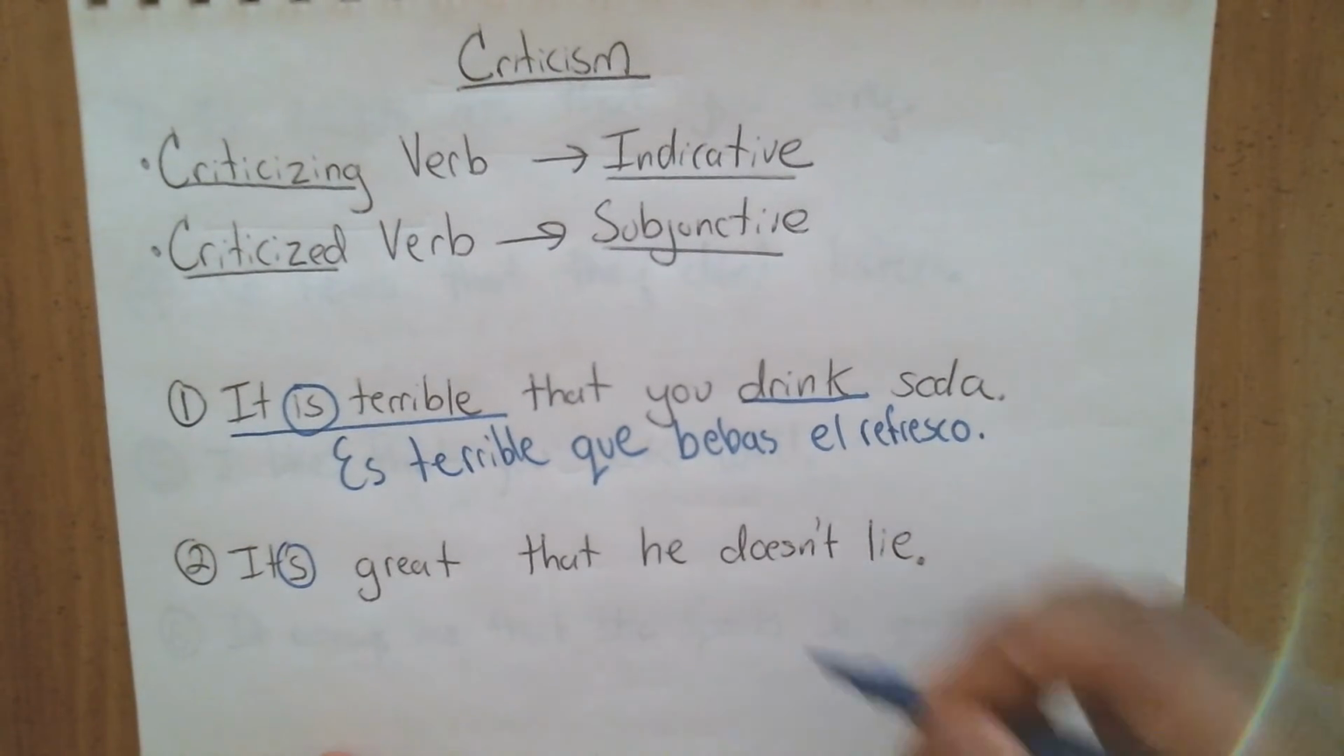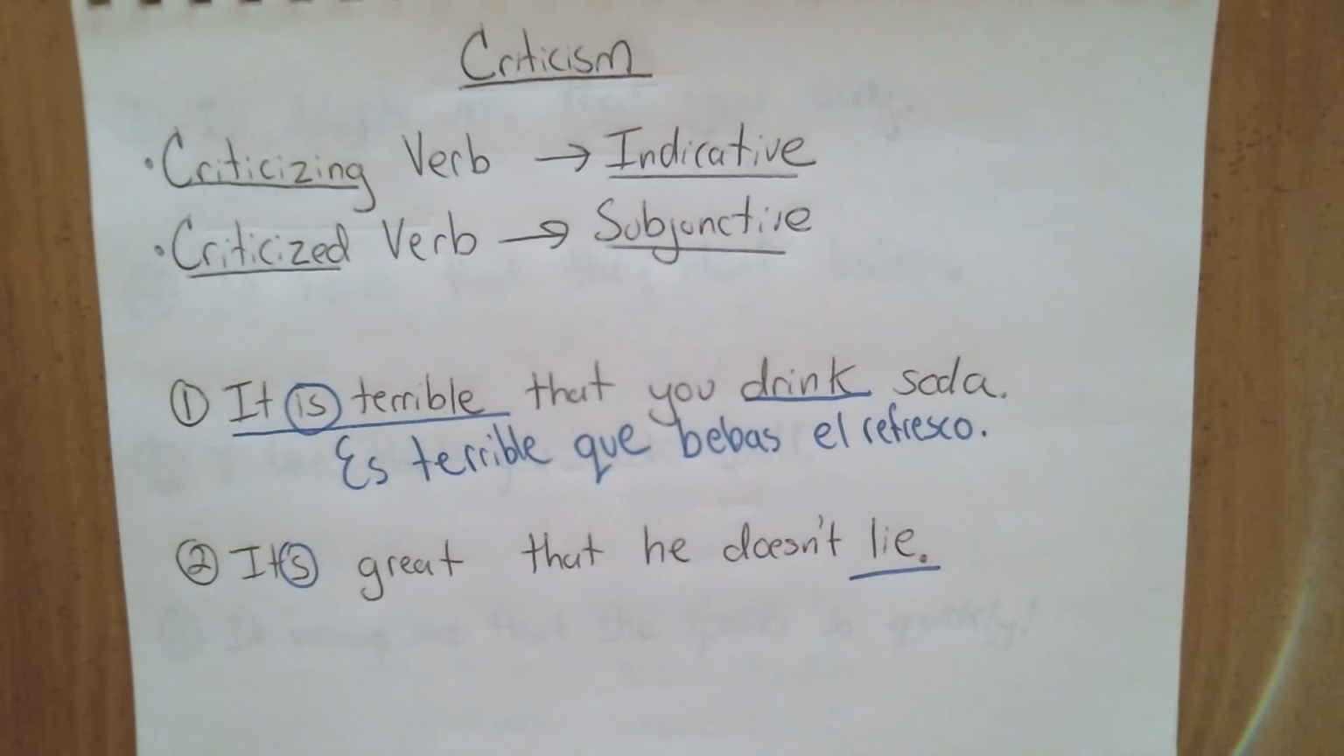It's great that he doesn't lie. The verb lie is going to be in the subjunctive because I'm criticizing it. Now, this one's a positive criticism. I'm saying it's great, but either way, positive or negative, if you're criticizing an action, the action that you criticize is going to be in the subjunctive.